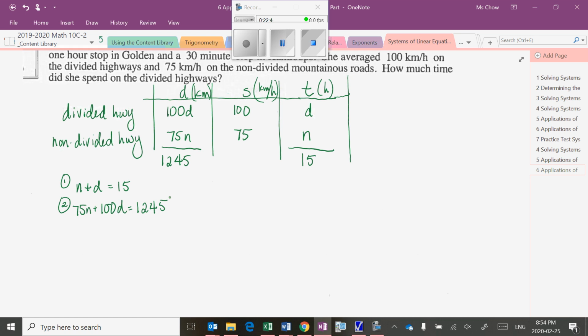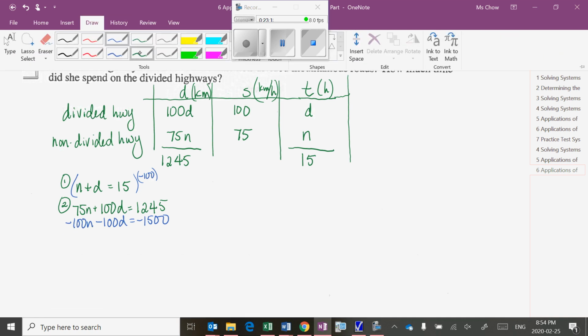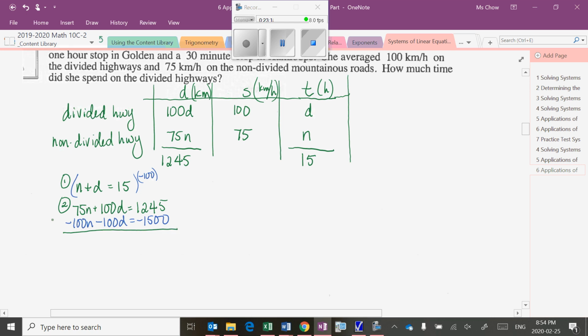So once again, we can take a look at either doing elimination or substitution. I'm going to go with elimination. Again, you can tell I certainly favor that. So I'm going to take equation 1 and multiply everything by, let's go with negative 100. Then we've got negative 100N minus 100D is equal to negative 1,500. That's an easy one for me since I'm going to try to do this one without my calculator. So now if we add these together, I've got negative 25N is then equal to negative 255, I believe.